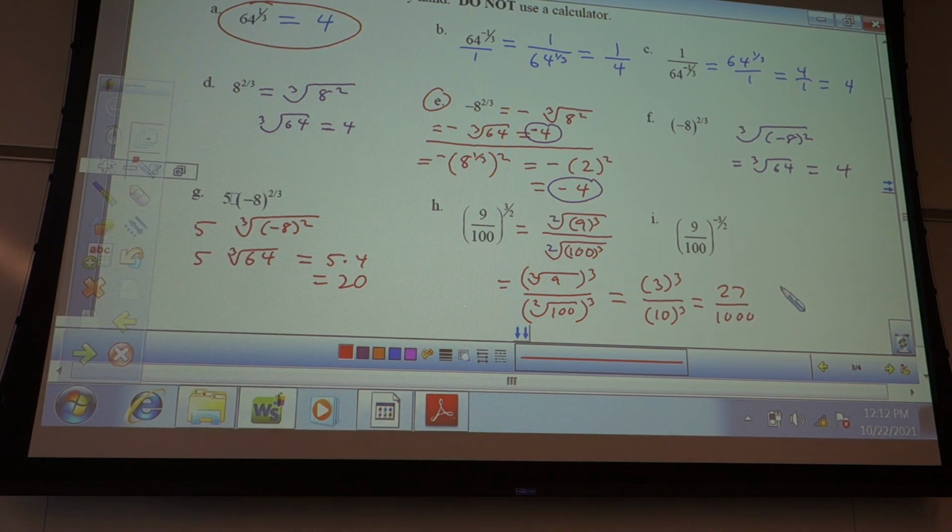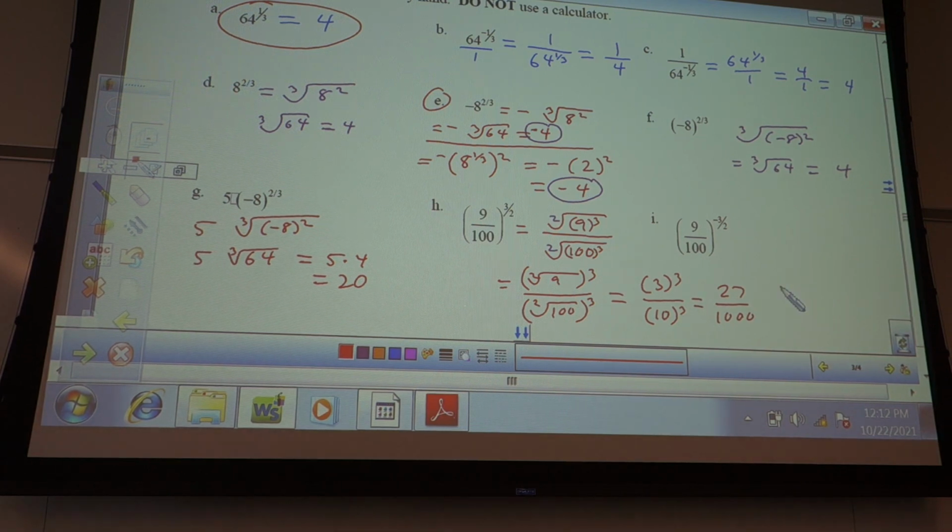Am I flipping just this, am I flipping this? So it's basically 9 to the negative 3 over 2 divided by 100 to the negative 3 over 2. That's the steps along the way. No, then it would be positive. Because you flipped it, so now that gets rid of your negative. I get confused on what.